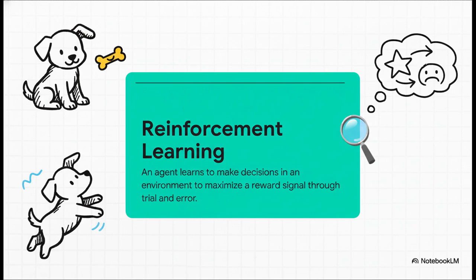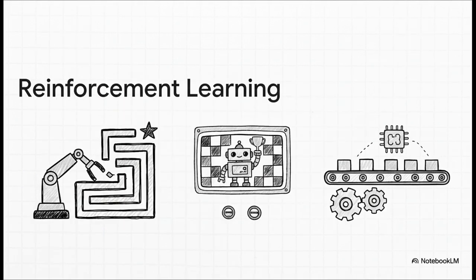Honestly, the best analogy is training a puppy. When it does the right thing, like sitting, it gets a reward, a treat. When it does the wrong thing, there's a penalty, no treat. And over millions of tries, the puppy, or in this case, the algorithm, learns which actions lead to the most rewards. This is the amazing tech that lets robots learn to navigate a maze or allows an AI to master incredibly complex games like chess and Go, even beating the best human players on the planet.